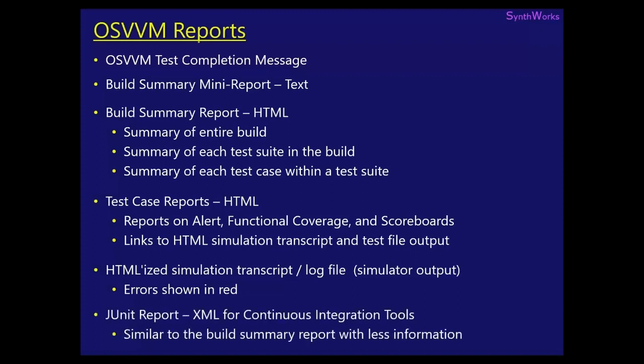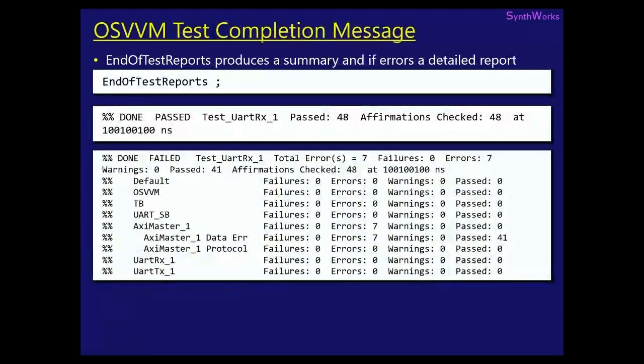Okay. We have our JUnit reports also. I'm not going to talk about those. Those are really not human readable. They're for the CI tools. And the CI tools take those and create a report that's not quite as good as the OSVVM HTML ones, but we do it because sometimes they pass the information from that report to something else, and that's essential.